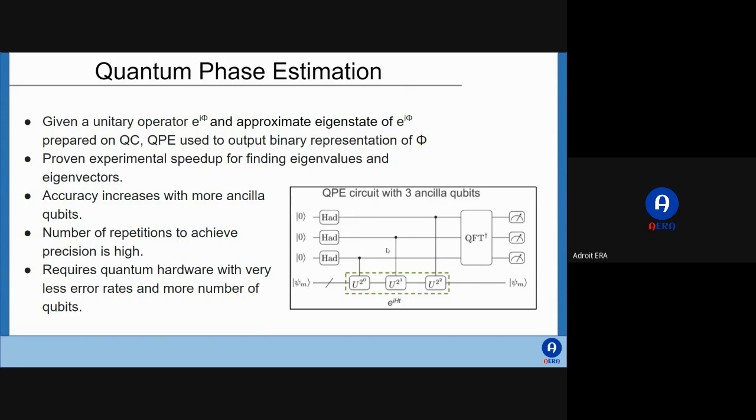Once we use these ancilla qubits, it is found that the accuracy of the particular problem increased. There are other parameters too: the more repetitions you use, the more the accuracy and the more the precision, right? For example, you only repeated the algorithm twice.